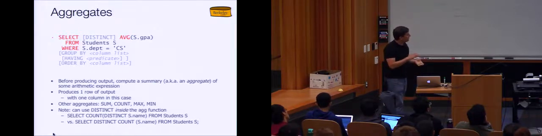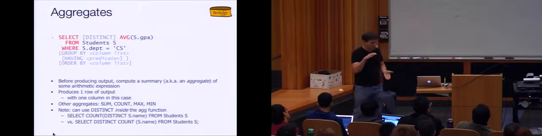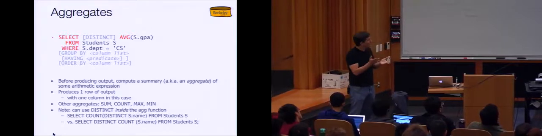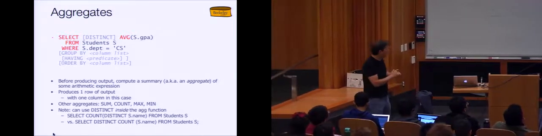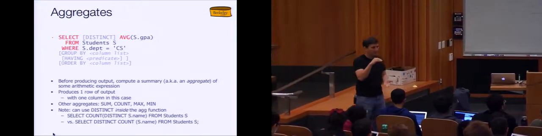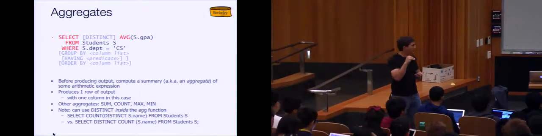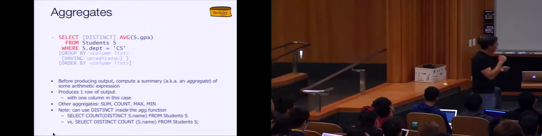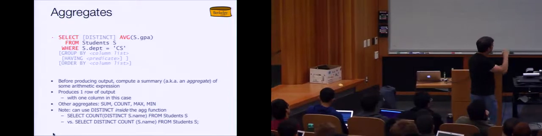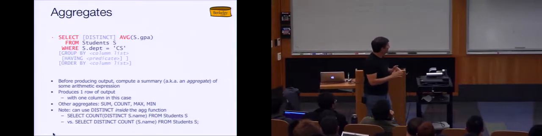Before producing the output, what happened here, right? We took all the input rows and computed a summary of some arithmetic expression, the average of s.gpa, where the input to that arithmetic expression was a set of numeric values. This produces one row of output, in this case with just the one column of the average.